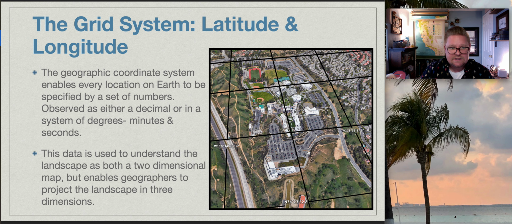So let's start looking at this. So this is the grid system. The first one we have is latitude and longitude. So this is a grid system that we use, much like Excel, that has X and Y axes, and then we're able to pinpoint a particular location.